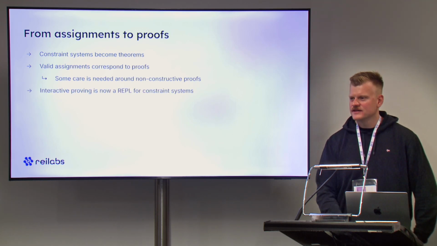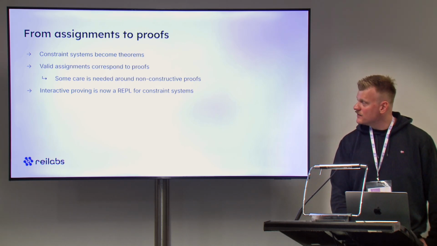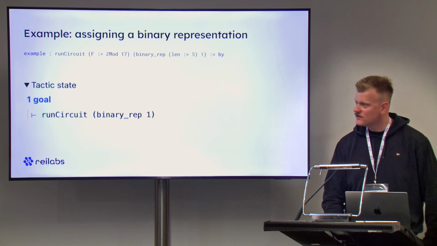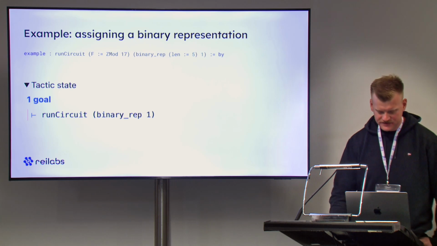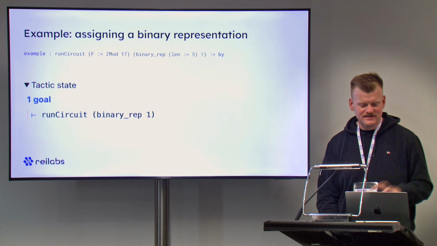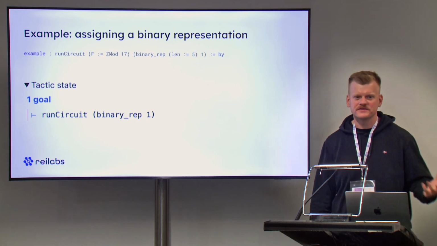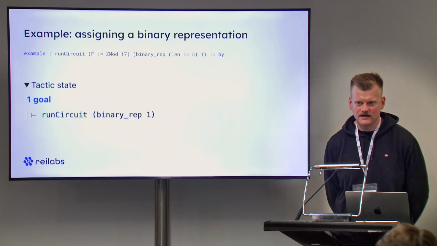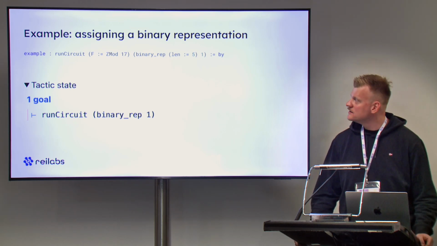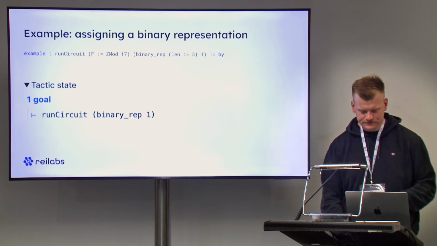And interactive proving is now going to be our REPL for interacting with constraint systems. How does that work? Let's go back to the example of binary representations. So I have this run circuit which takes the callback based builder. I'm instantiating my field to be numbers modulo 17, so the prime field FP17. And I'm going to be looking at binary representations of length 5 for the number 1.